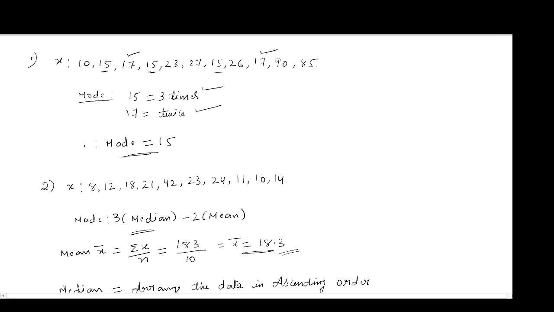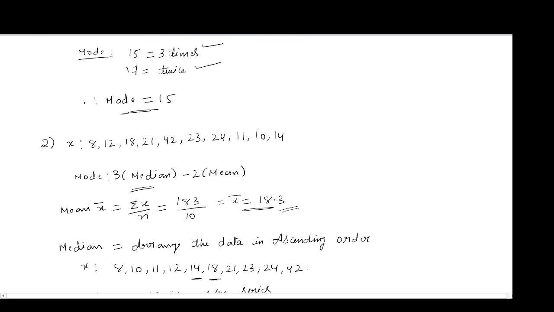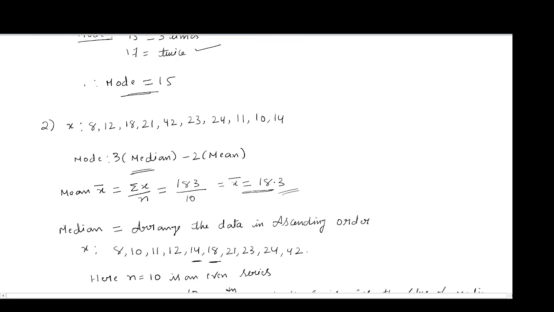So to find out mode in this case, first we have to calculate mean, then median. So mean should be calculated by using the formula x bar is equal to summation x by n. Add all the x values, divide by the number of values given. So in this case 10 values are given. So 183 divided by 10 is 18.3. This is the mean value.